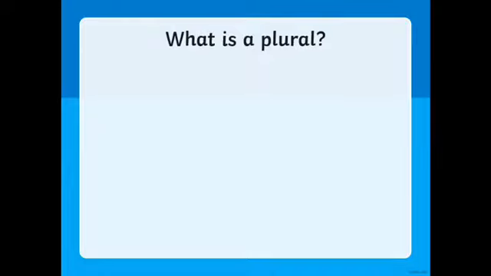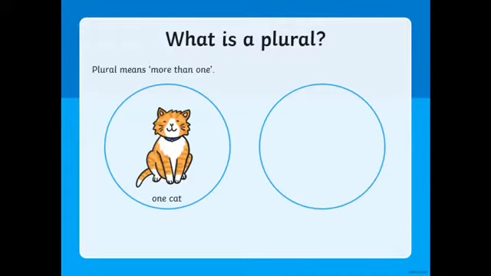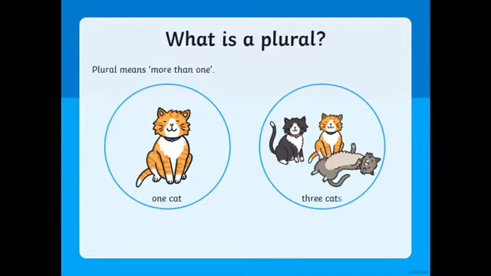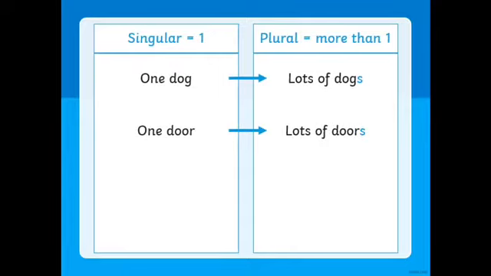So what is plural? Plural means more than one thing. So for example, you might have one cat, but three cats, because there's more than one. Singular means one thing only, and plural means more than one. So one dog would then turn into lots of dogs. One door would turn into lots of doors.